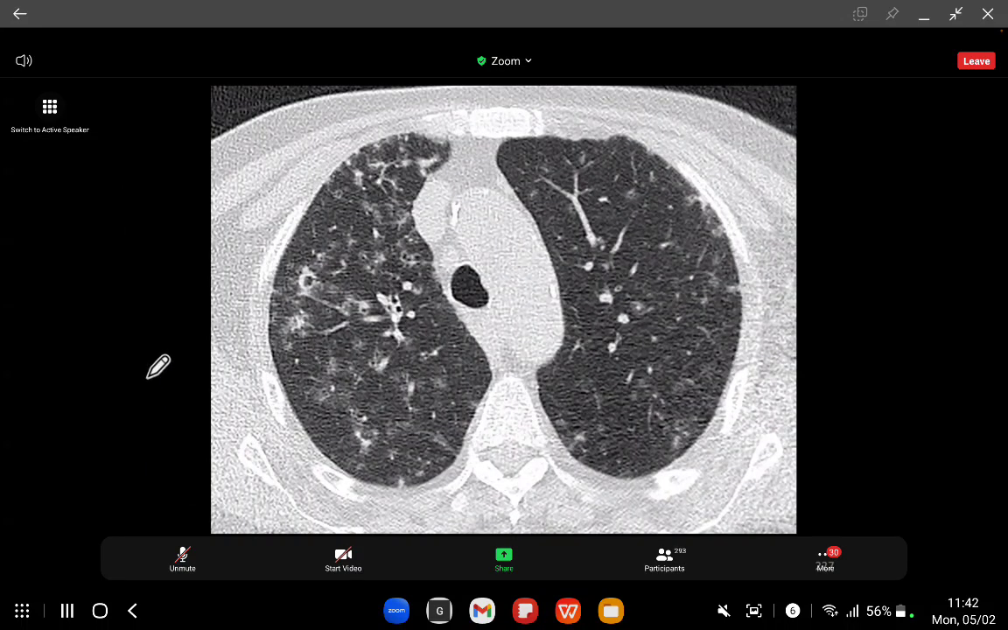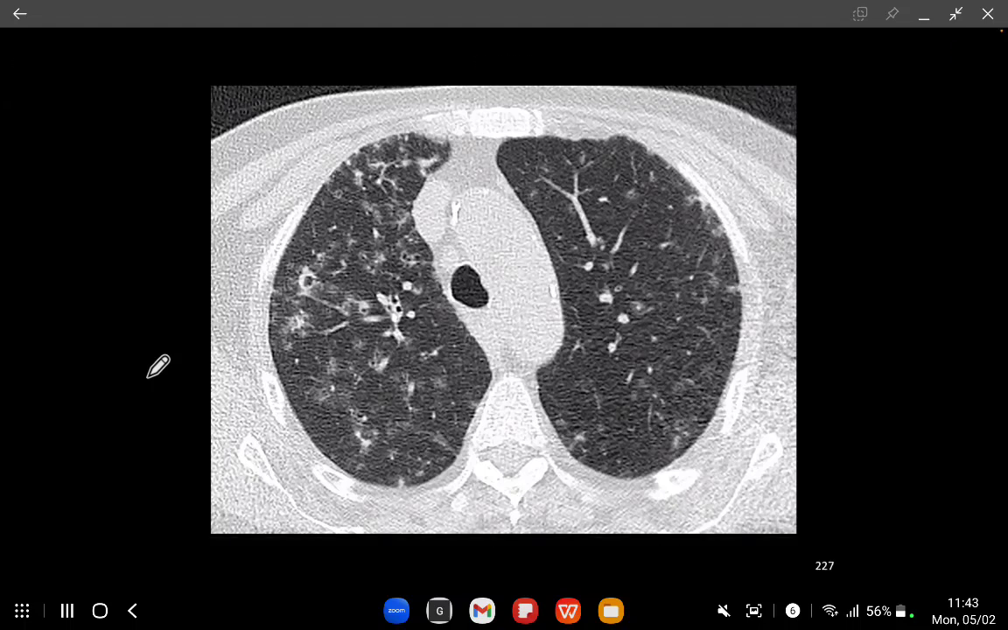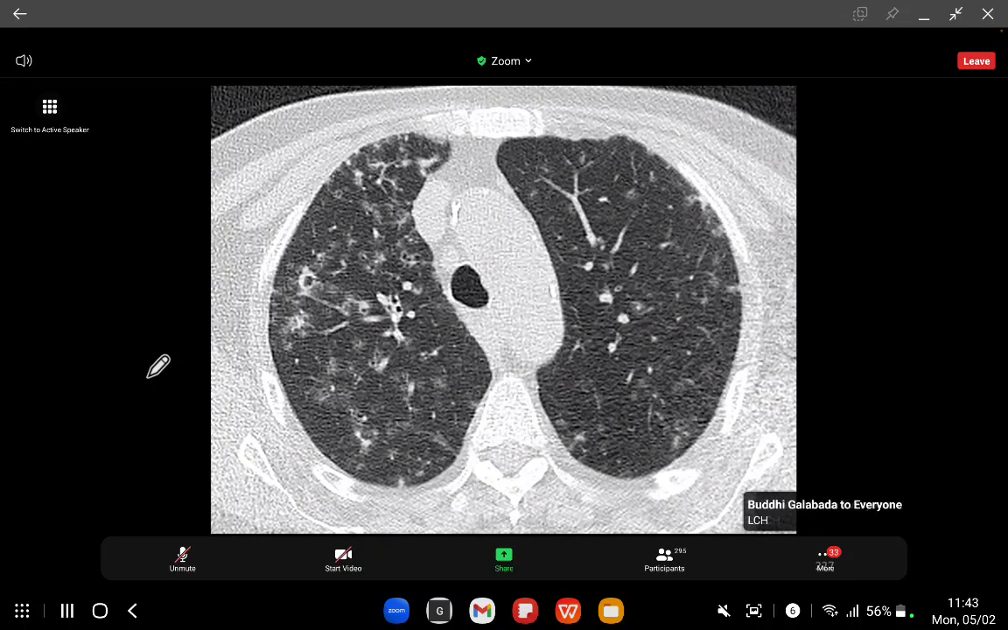Okay, we've got a chest CT with cavitating pulmonary nodules. What is the differential diagnosis? Well, it could be Langerhans cell histiocytosis. It could be Wegener's granulomatosis, or as we now call it, GPA. It could be metastatic squamous cell cancer from cervix or head and neck. It could be multiple rheumatoid nodules. It could be fungal pneumonia.